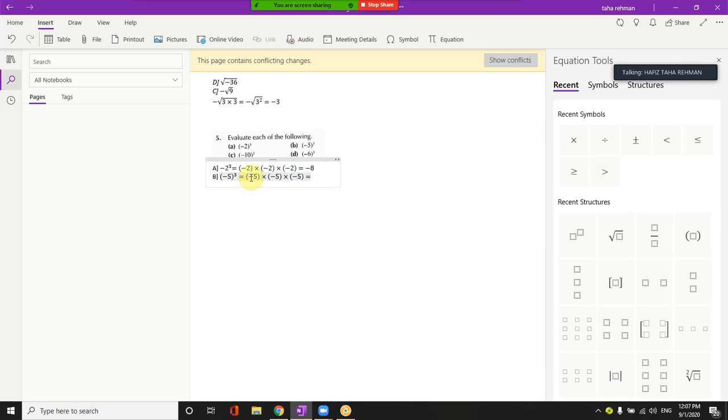So how many negative signs can you see here? 3. Is 3 an even number or odd number? Odd. So final answer would be negative or positive? Negative. Very good. And 5 times 5, 25, and 25 times 5, 125. So the answer would be minus 125. Got it? Very good.